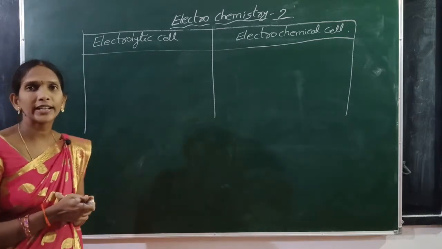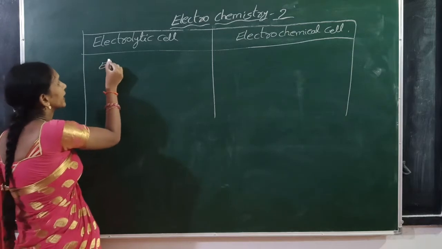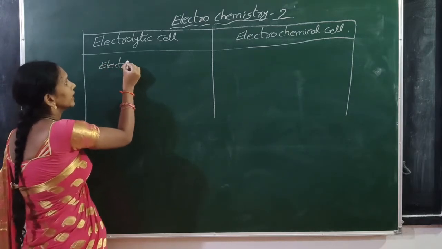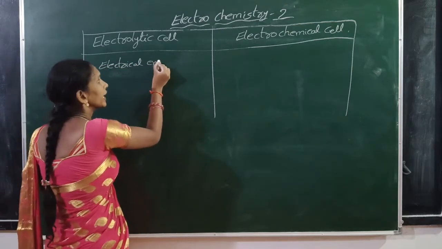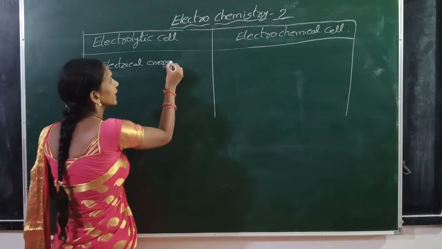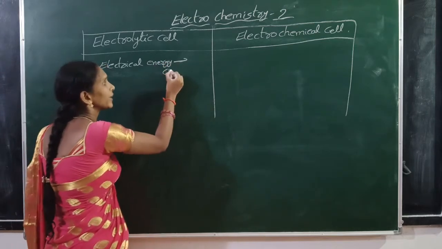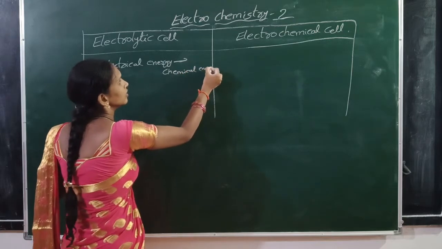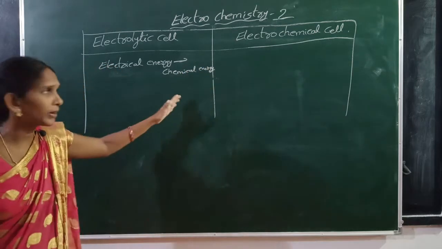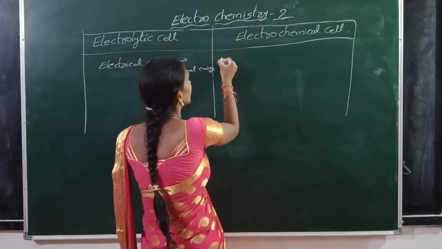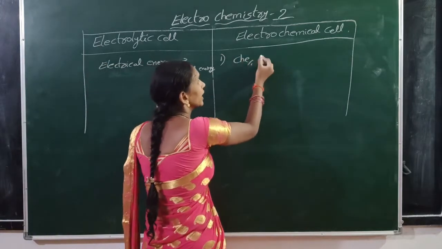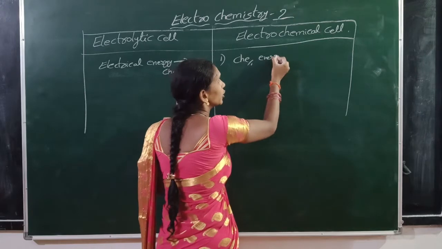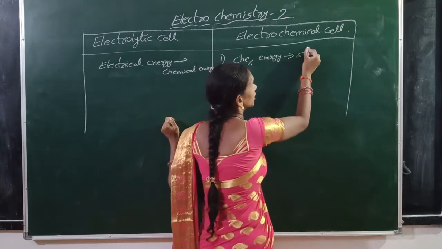Electrolytic cell. Electrolytic cell means electrical energy is converted into chemical energy. Here, in the electrochemical cell, chemical energy is converted into electrical energy.